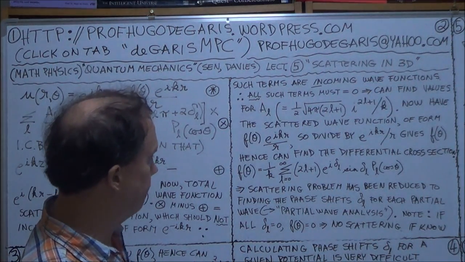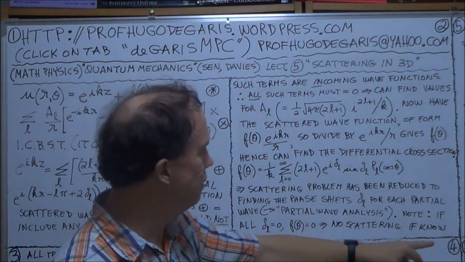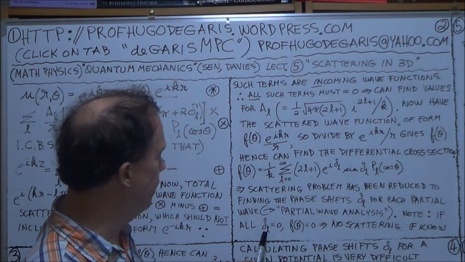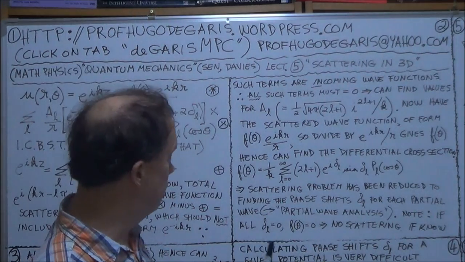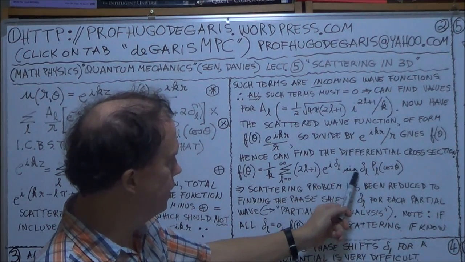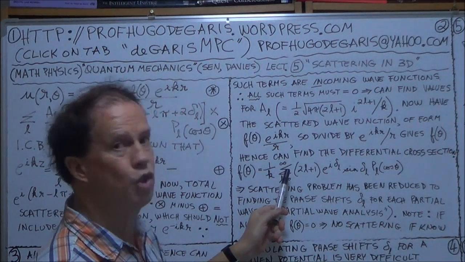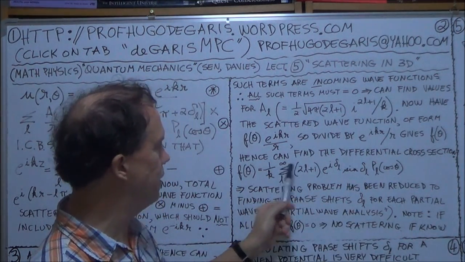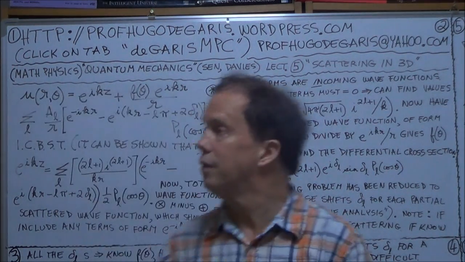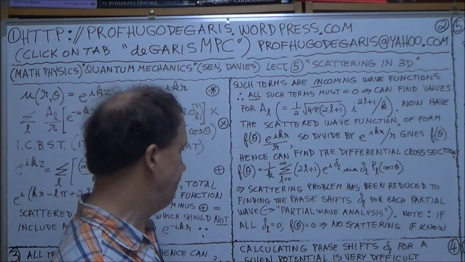Now, before I run out of this quarter board, two squares, have a look at this. Note that if all your phase changes, your deltas here, are 0, watch what happens. Well, if delta is 0, your sine is 0, so this term becomes 0. So each term in the sum is 0. Hence the sum itself is 0, and therefore f is 0. And if f is 0, there's just no scattering.